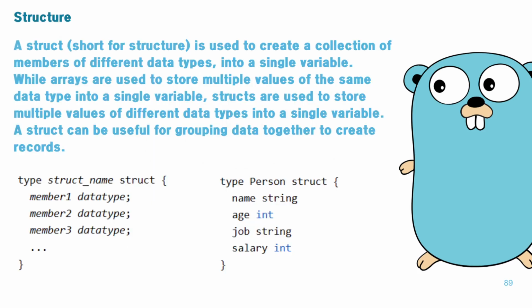Let's get started. A struct, which is short for structure, is used to create a collection of members of different data types into a single variable. While arrays are used to store multiple values of the same data type in a single variable, structs are used to store multiple values of different data types in a single variable.